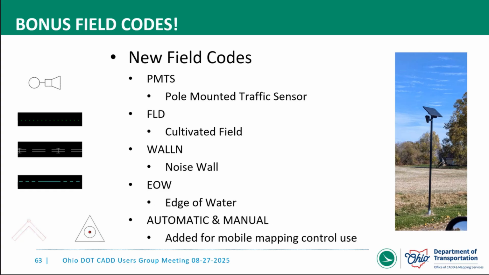Some other things while we're talking about field codes: we did add some new field codes, pole-mounted traffic sensor, cultivated field, noise wall, edge of water, and then we added an automatic and manual for mapping control. So those are some new field codes that got added.